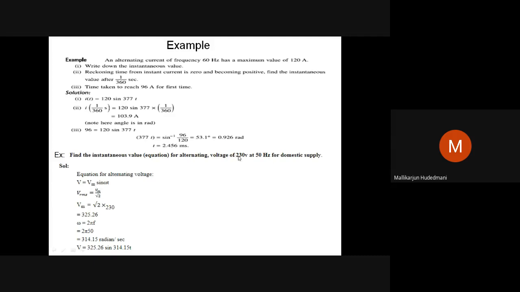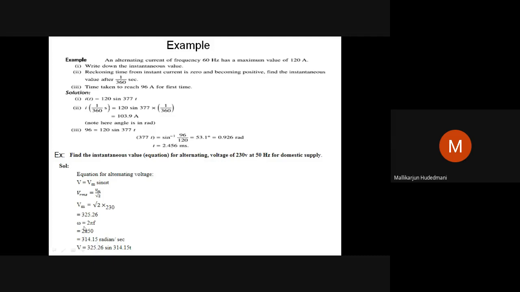What is given to me here is Vrms. To get Vm from that RMS, I know that Vrms equal to Vm divided by root 2. Then Vm equal to root 2 into Vrms. This is an extra work we are doing in this statement. Once I get it, the value of Vm is root 2 into 230, 325.26 volt. Then frequency is 50.